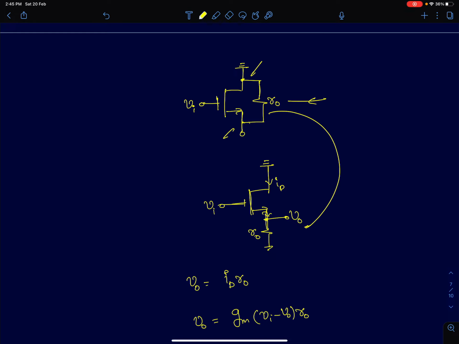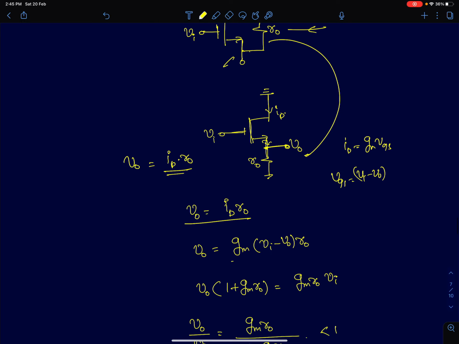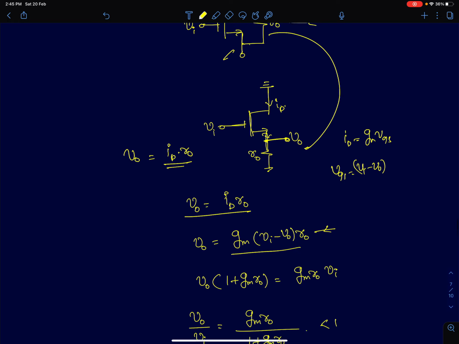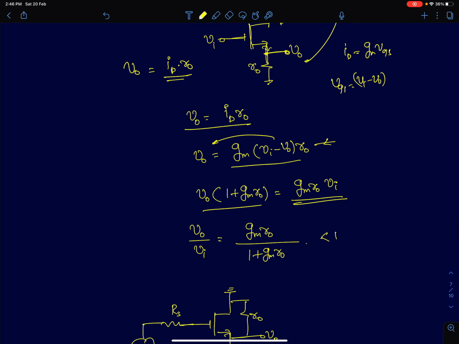Now all I need to do is find the output voltage V0. I know the drain current. Your drain current is simply Gm times VGS. Now VGS here is Vi minus V0. So the output voltage V0 here is simply drain current times R0. So I'll substitute drain current as Gm into Vi minus V0 into R0. So you just group the terms Vi on one side and V0 on one side. So we'll get V0 into 1 plus Gm R0 equals Gm R0 into Vi. So we get V0 by Vi as Gm R0 by 1 plus Gm R0.